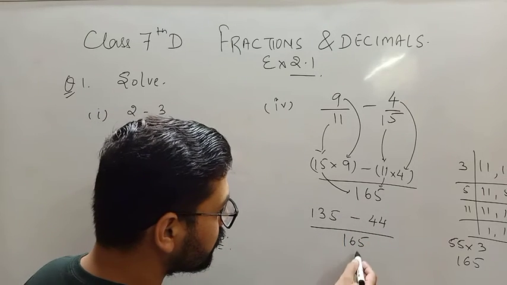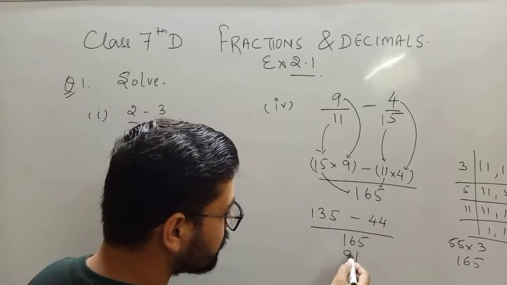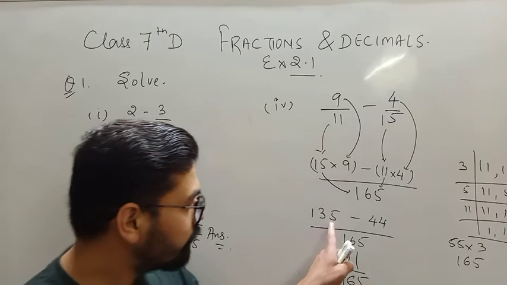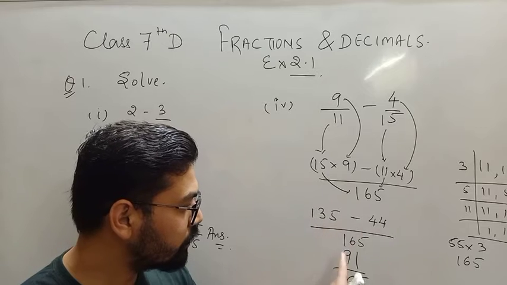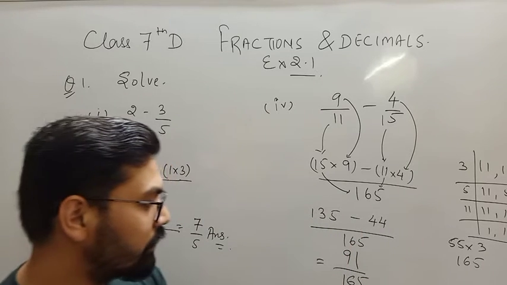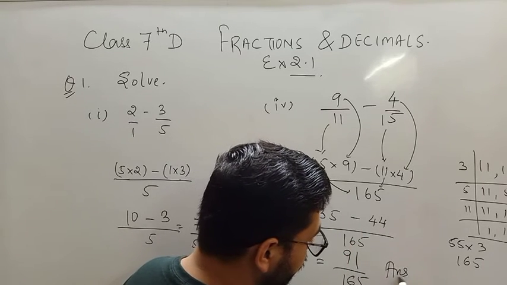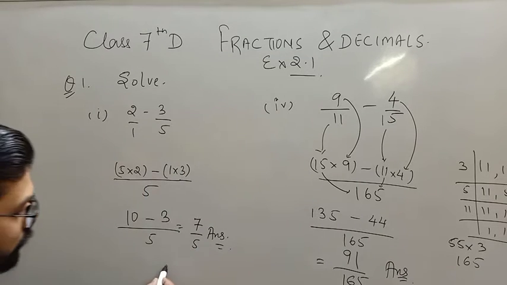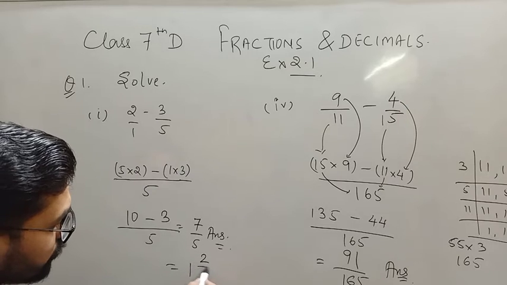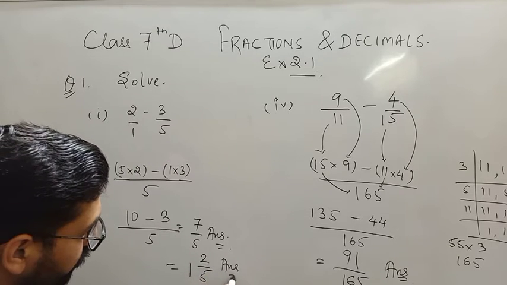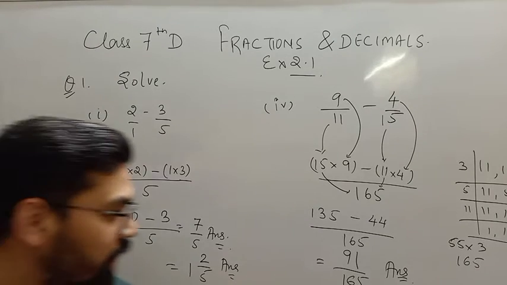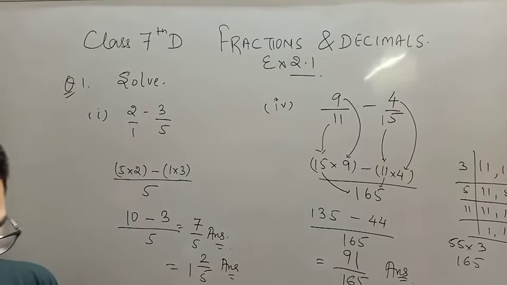5 minus 4 is 1. 13 minus 4 is 9. So 91 upon 165. 5 minus 4 is 1. 13 minus 4 is equal to 91. So 91 by 165 is your answer. Okay. Any doubt? You can even change this to a mixed fraction. 5 1s are 5, plus 2, divided by 5. So either you can represent this answer like this, or you can represent it like this. So these are the two parts of question number 1 that I have solved here.